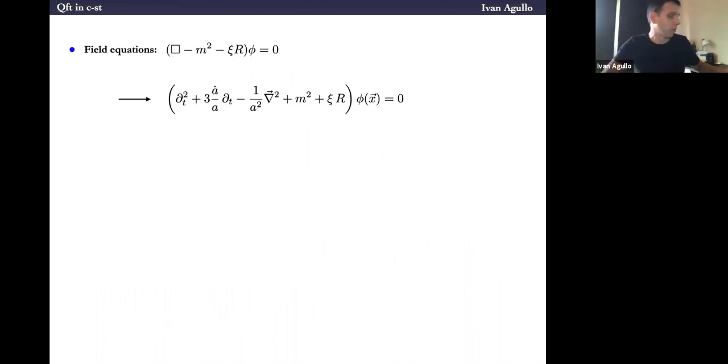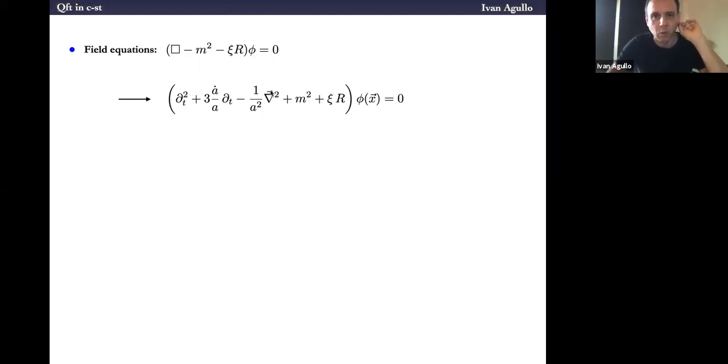Okay, field equations. You take the Klein-Gordon equation, you plug in coordinates, for instance, cosmic time, and then this is the differential equation that you get. You have second time derivatives and second spatial derivatives. This is the familiar Euclidean spatial Laplacian, and you have coupling to the curvature if you have it in the action. And you see that the coefficients are time dependent because the spacetime is evolving in time. So you have a partial differential equation with time dependent coefficients.